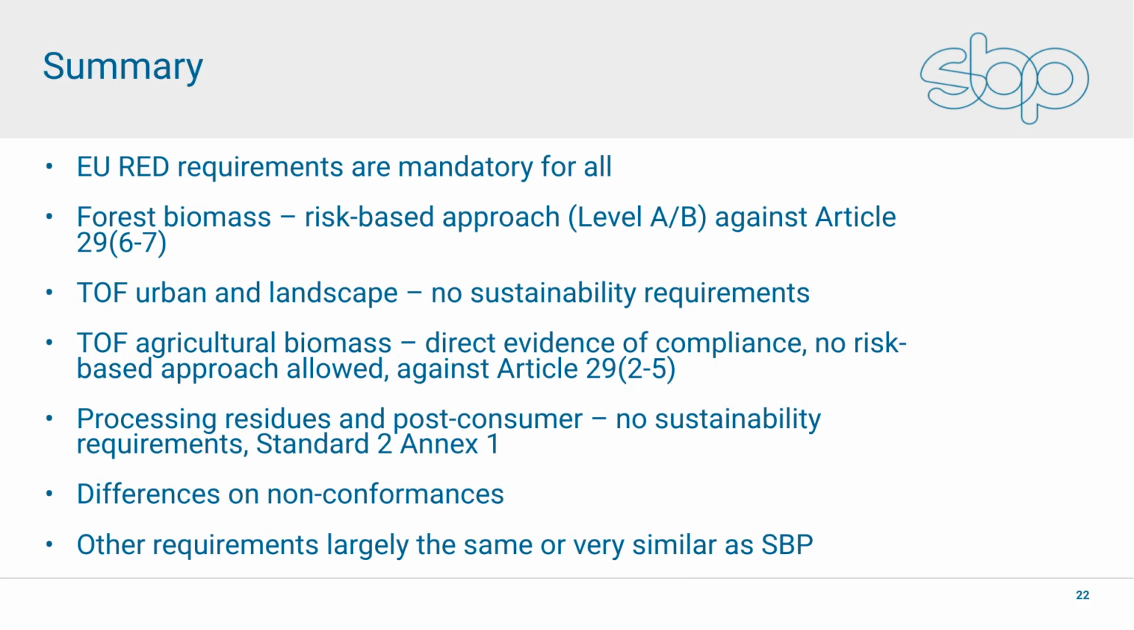To summarize the key points of this module, EU RED requirements are mandatory for all SBP certificate holders using standards version 2. For forest biomass, compliance with Article 29, paragraphs 6 and 7 is based on a risk-based approach using Level A and Level B pathways. Trees outside forests in urban and landscape land have no EU RED sustainability requirements, but GHG savings still apply. TOF from agricultural land must meet agricultural biomass criteria in Article 29, paragraphs 2 to 5 through direct evidence; no risk-based approach is allowed.